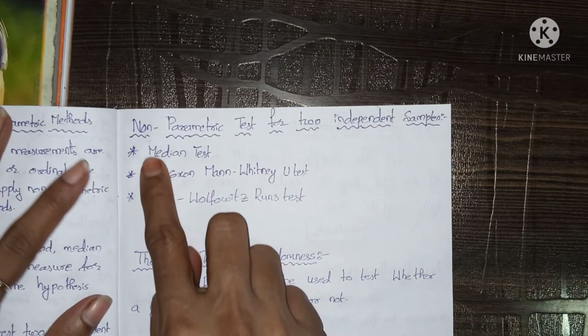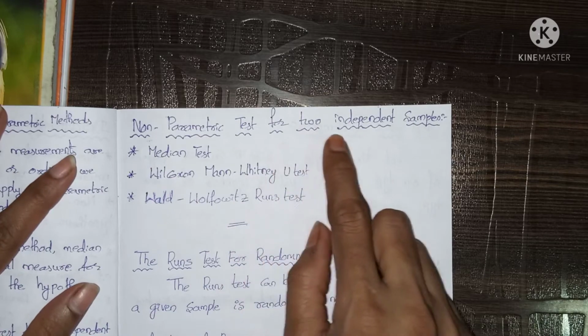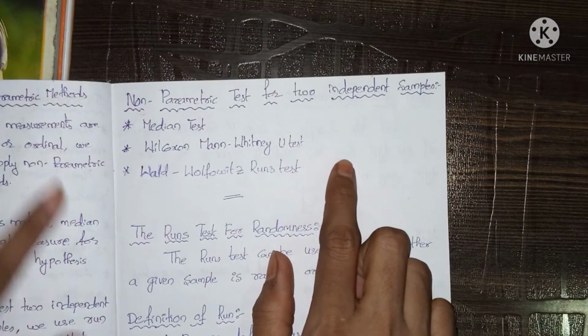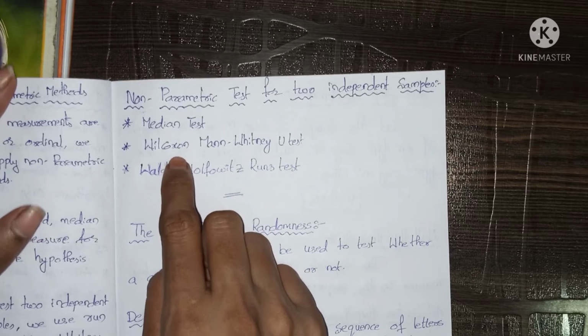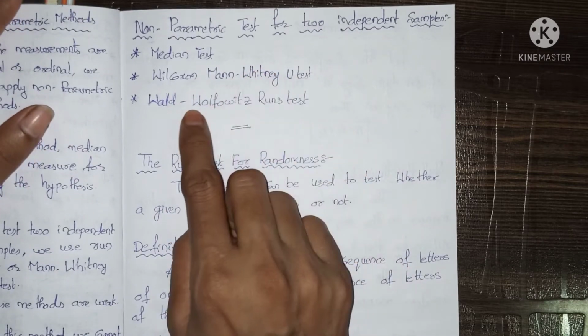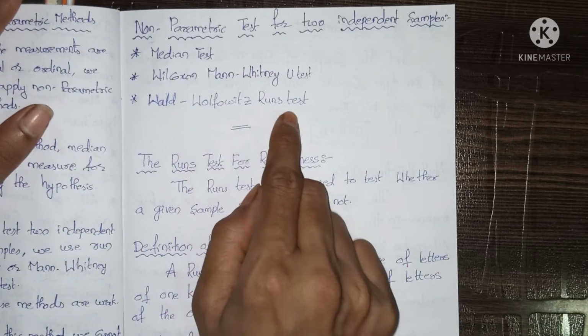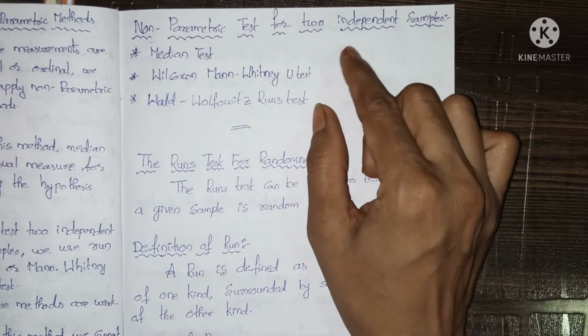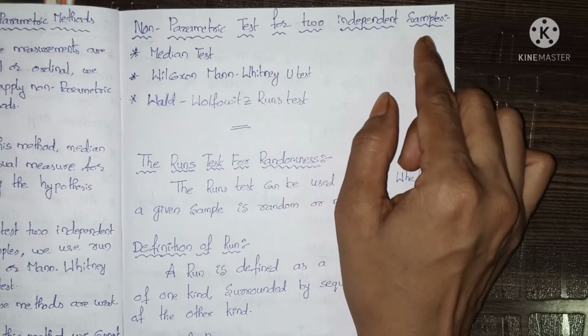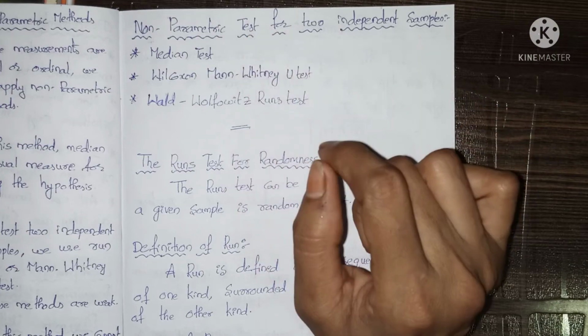Next is the non-parametric test for two independent samples. Here it is only one sample, there it is two independent samples. Under this we have three methods: the median test, the Wilcoxon Mann-Whitney U test, and the Wolfowitz runs test. These three methods are used to test two independent random samples under non-parametric tests.